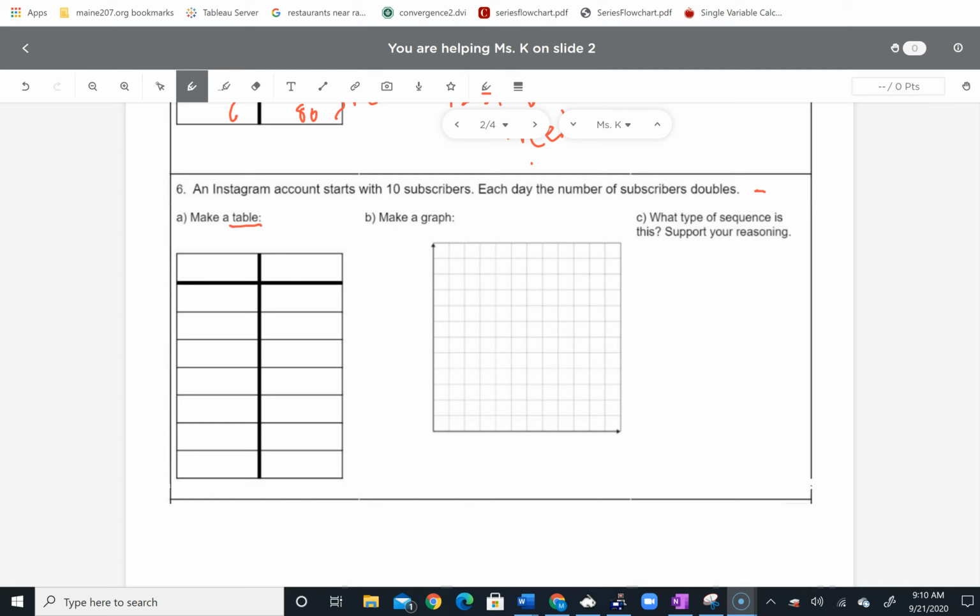Math 1, we are in the 1.3, 1.4 formative. Our video ended a little abruptly. I was having some technology problems, but let's pick back up with problem number 6.